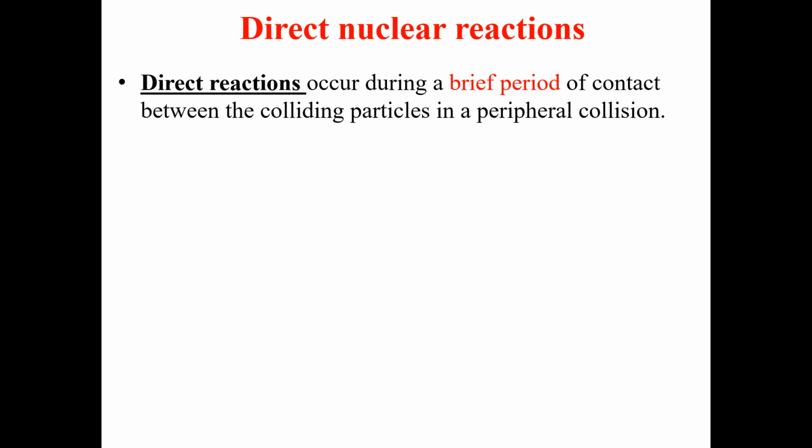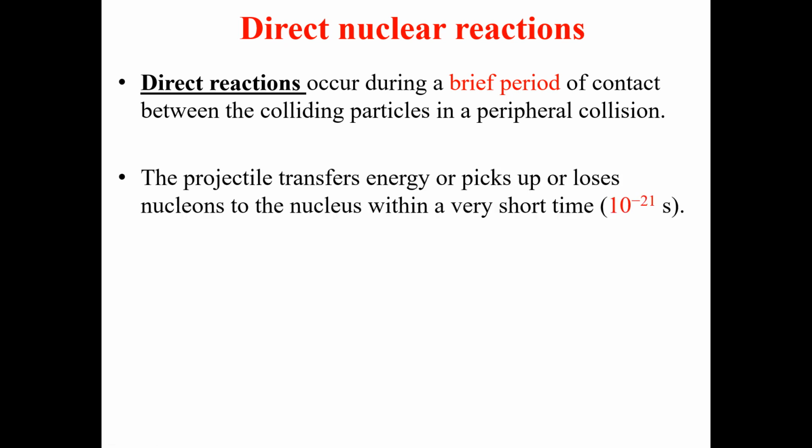I mean, they're not occurring on a lengthy time scale. So let's have further details about direct nuclear reactions: how these reactions occur and what is the duration of this kind of reaction. Direct reactions occur during a brief period of contact between the colliding particles, in peripheral collisions. This is a short and precise definition of the direct collision.